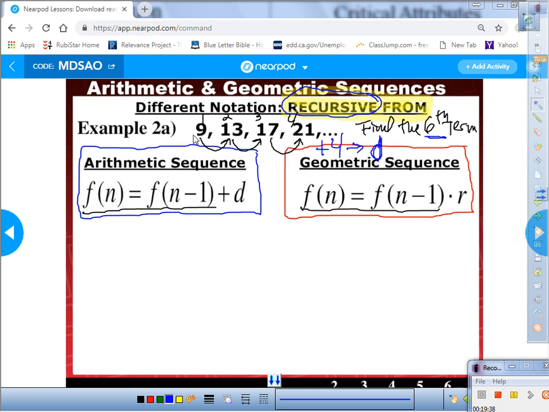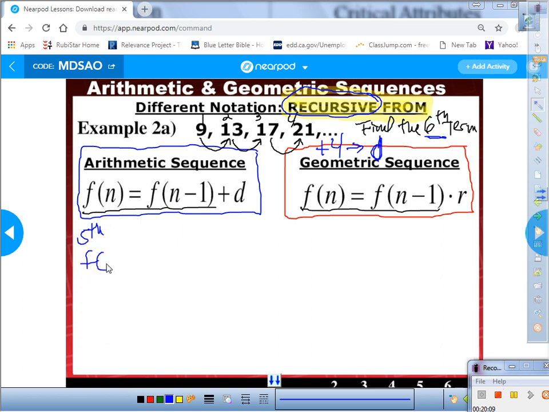Now I can just use the pattern and find the fifth, but that's not the point. We need to use algebra. So in order for me to find the sixth, I first need to find the what? The fifth. So this is what I'm going to do. I'm going to find the fifth term. What do I do? I substitute 5 into the n.